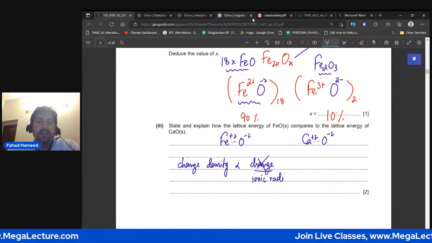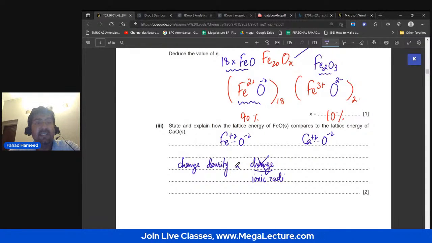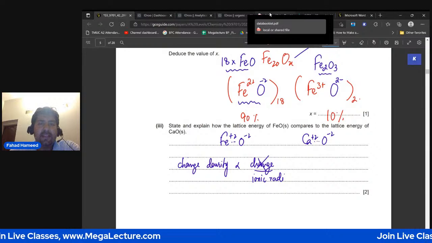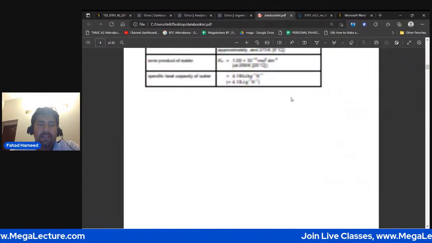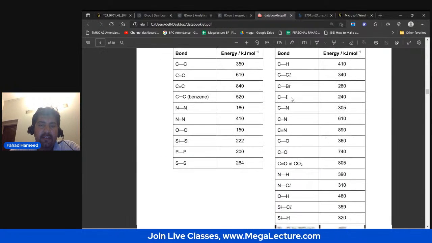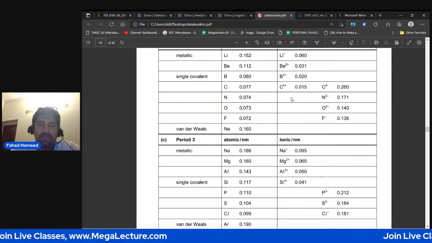I need to open the data booklet. Fe plus 2 and calcium plus 2. The smaller the ion, the greater would be the charge density, the stronger would be the lattice. And smaller ions are more tightly packed together. They've got greater charge density. So there's somewhere where the size of the ions are listed. Somewhere, not really sure which place, but this one.